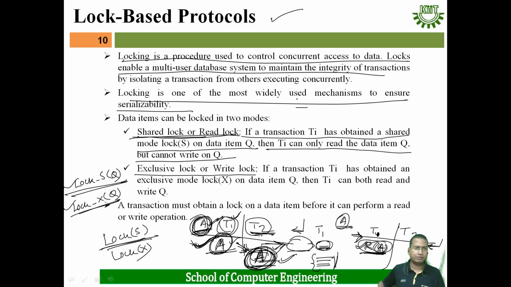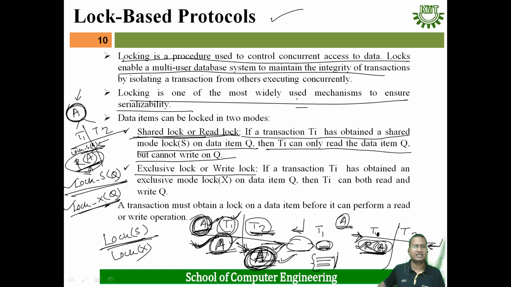Okay, suppose T1 and T2, two transactions are there, and a data item A is shared between T1 and T2. T1 wants to read A, so before that T1 will first request lock S on A. The concurrency control manager will see that if no lock is present on A, it can grant this lock to the T1 transaction. Then, after getting this read lock on A, the T1 transaction can read the data item. It cannot write the data item.